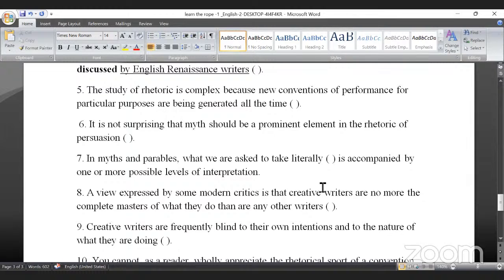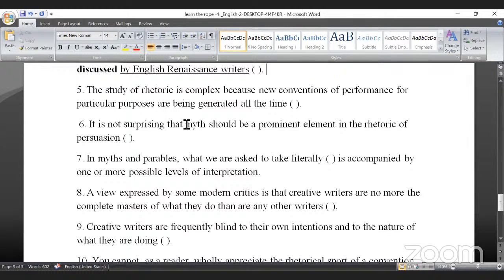Okay, look at this carefully. What if I say it like this? Tell me if both these sentences mean the same. It is not surprising that myth should be a prominent element in the rhetoric of persuasion. This is the sentence we have. Now, if I say, myth should be a prominent element in the rhetoric of persuasion is not surprising, do they mean the same? Yes. Right, both of them are the same.